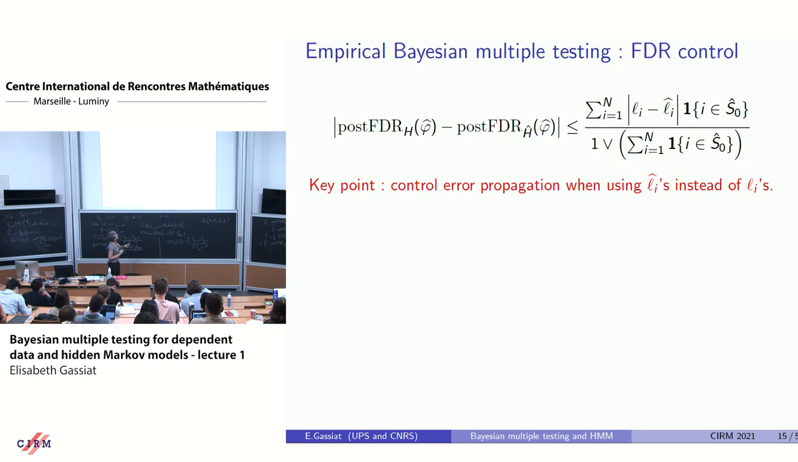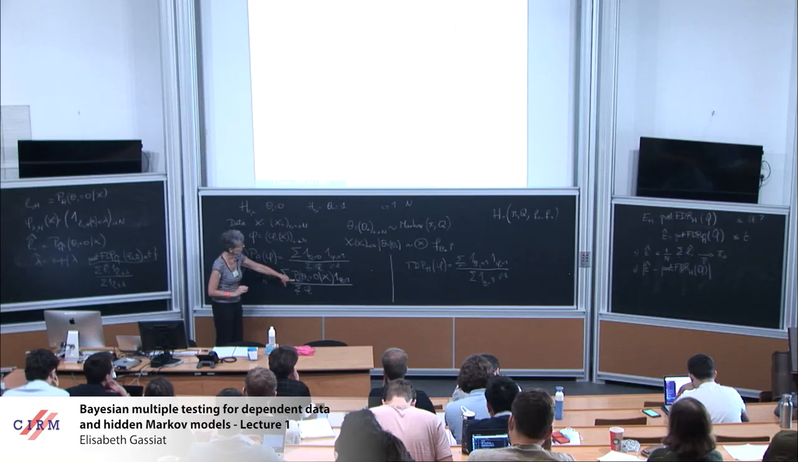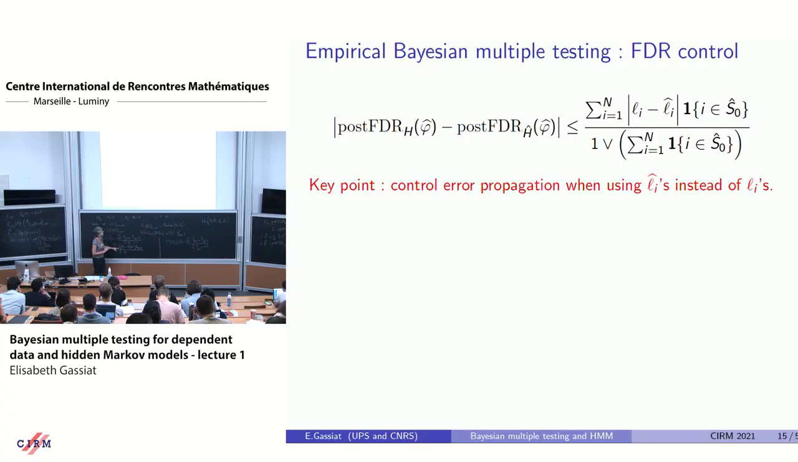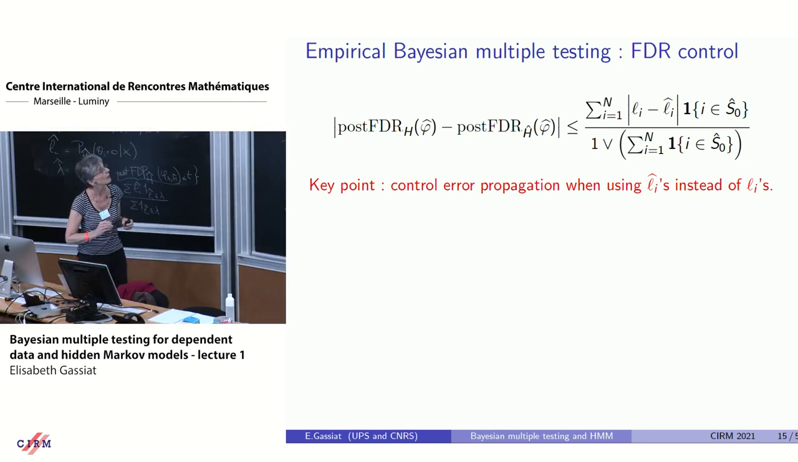So when you compute this quantity, you just compute this quantity, where instead you use h, or if you put phi hat here, either for t hat, you use h hat, or for the other one, you don't use h hat. So you see that when you make the difference, the only things that come here is the difference between those two, and this is what's written on this slide. The upper bound is just the sum of the difference between Li's and estimated Li's divided by the number of rejections.